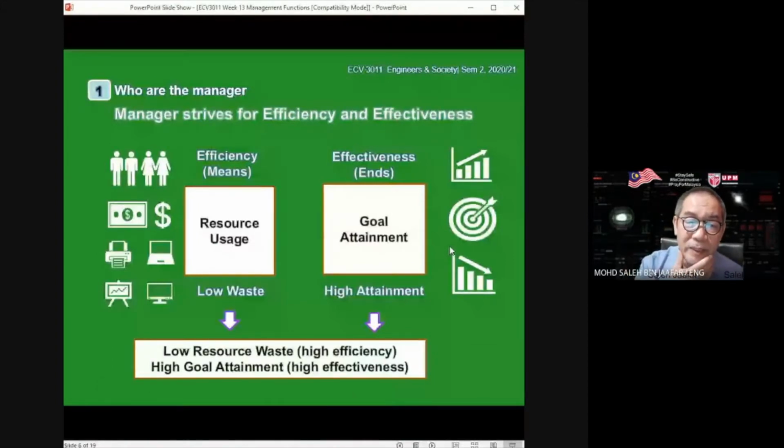responsibilities. One of the manager's responsibilities is to strive for these two and strike the balance. Yeah. So a good manager will do both. Yeah?